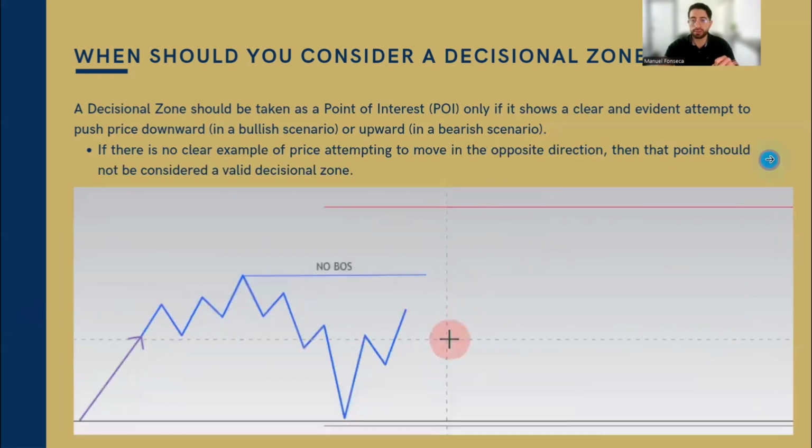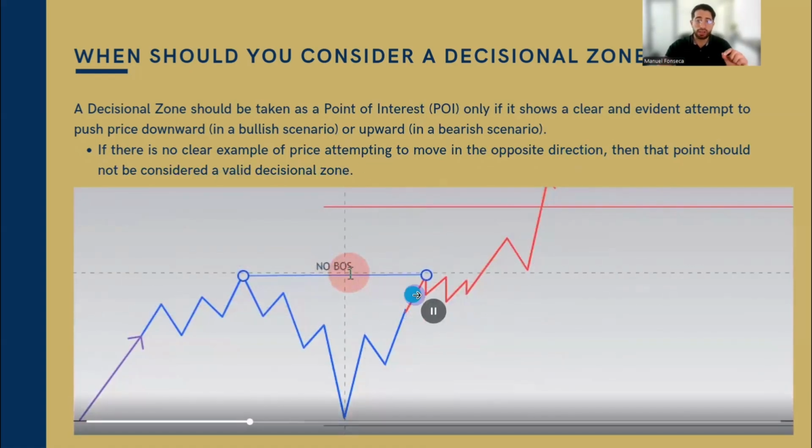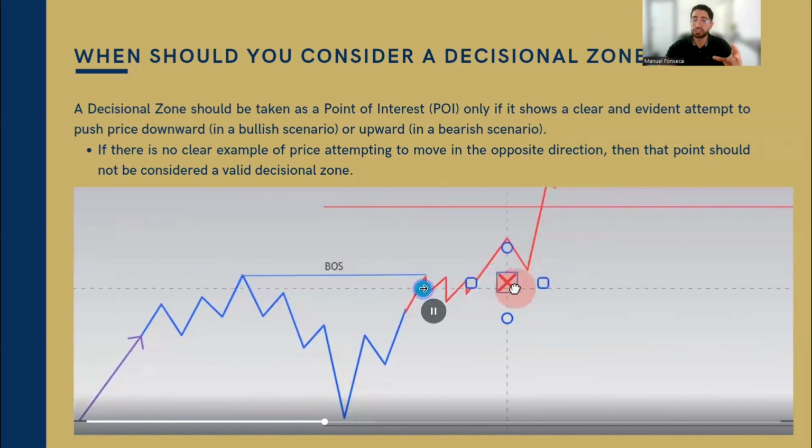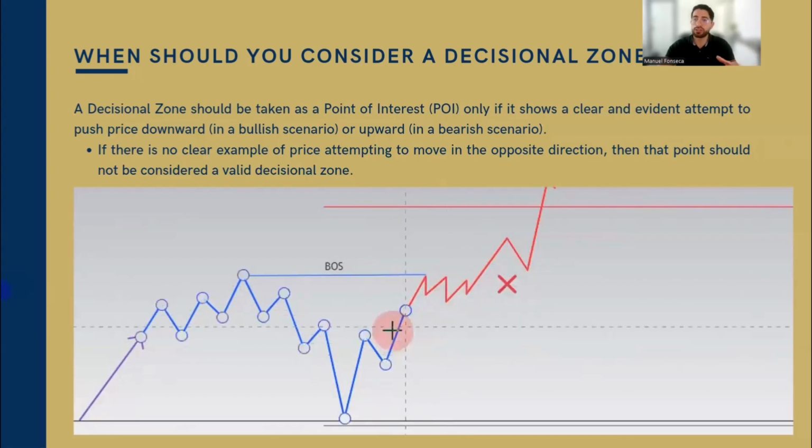Why? Because sometimes we may have things like the next example. Sometimes, if there is no clear example of the price attempting to move opposite to the direction, then the point should not be considered a valid decisional. Sometimes the price just has no reaction, with one or two really small candles, a movement that is not significant. So this cannot be perceived as a decisional. It's not enough for us to say, okay, here they injected more money to keep pushing up the price.